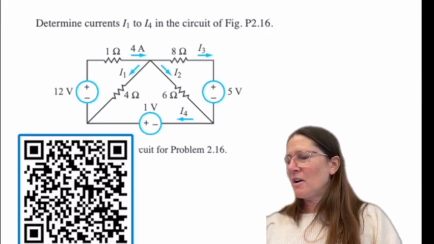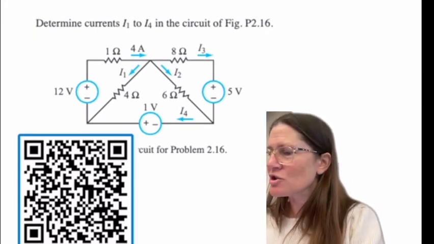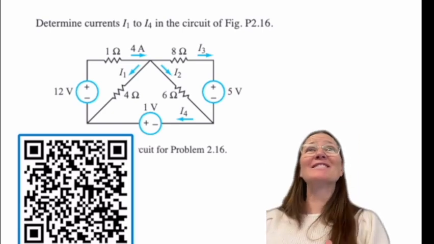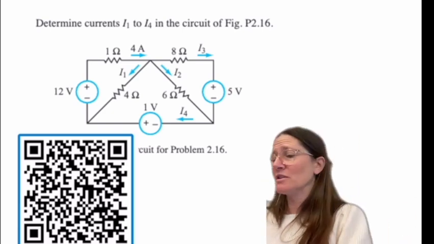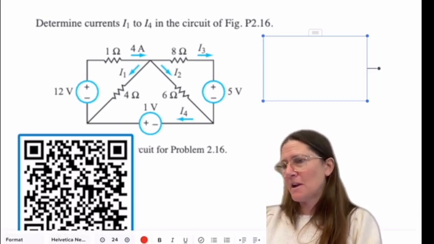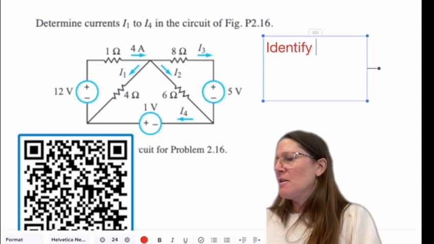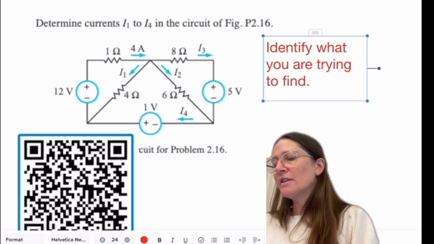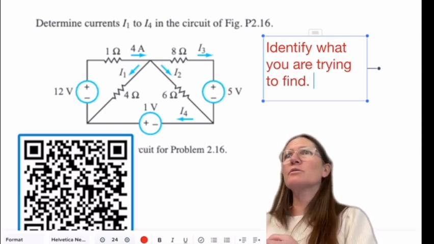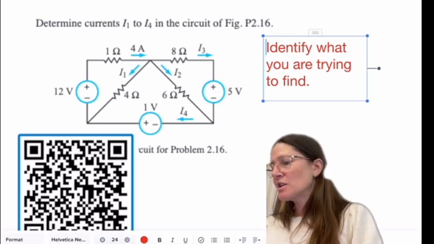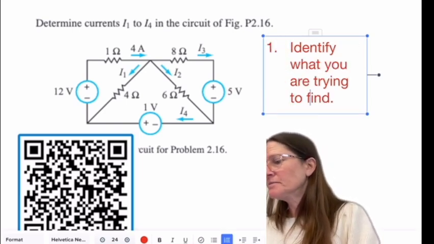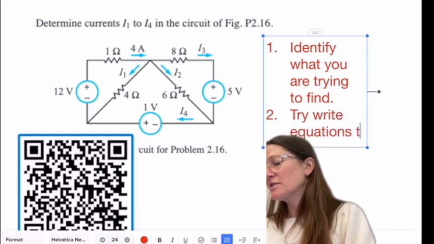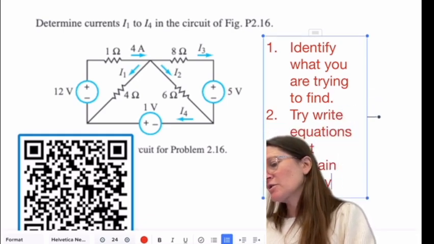So I typically like to tell students, as you're starting this, you're like, where do I even start? I'm assuming some of you had that question as I went around, like, where do I even start with this? So you always want to identify what you are trying to find. In this case, we're trying to find I1, I2, I3, and I4. After you identify what you're trying to find, then you're going to try to write equations that contain what you are trying to find.